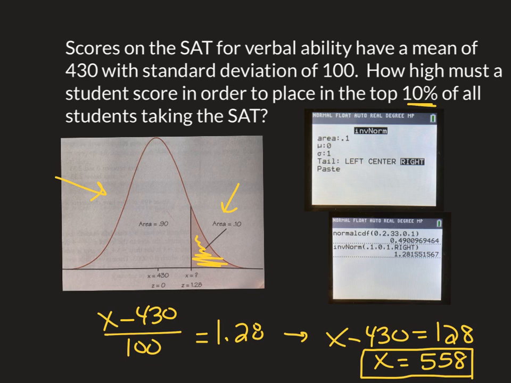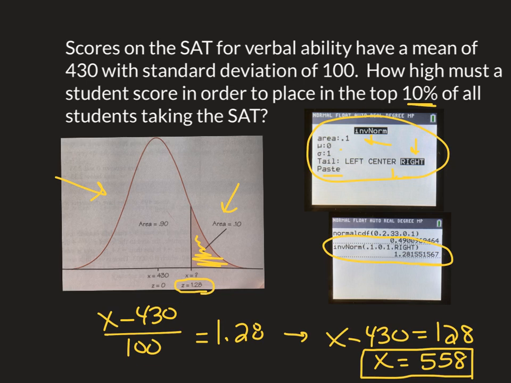When you need a z-score, you do inverse norm on your calculator. I'm using inverse norm, and I did 0.1 on the right. Okay, 10% on the right. I hit paste, and it gave me the z-score of 1.28. So that's where that number came from, 1.28.